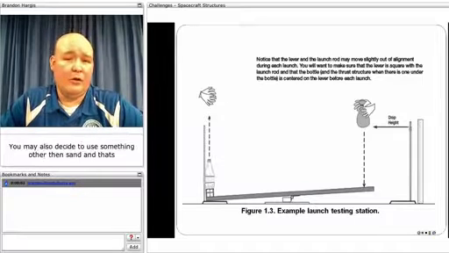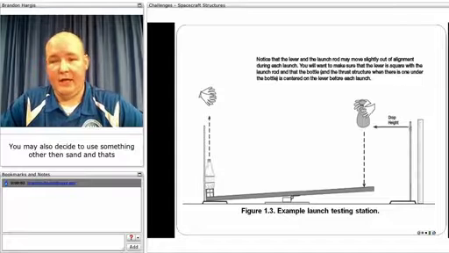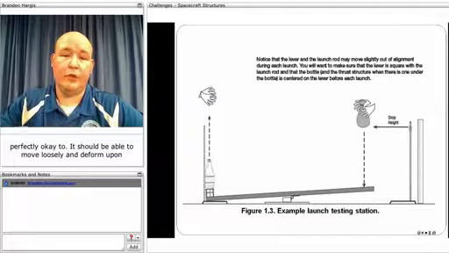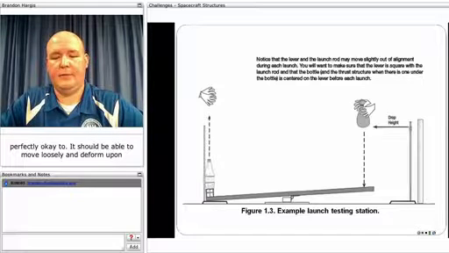You may also decide to use something other than sand, and that's perfectly okay too. It should be able to move loosely and deform upon impact.